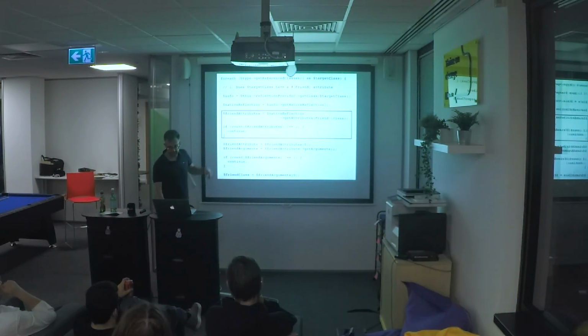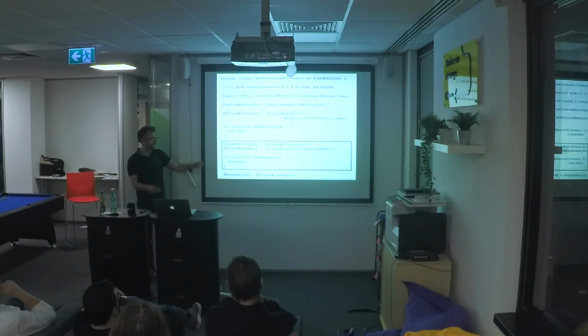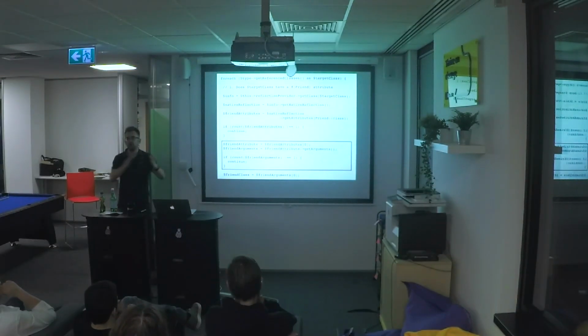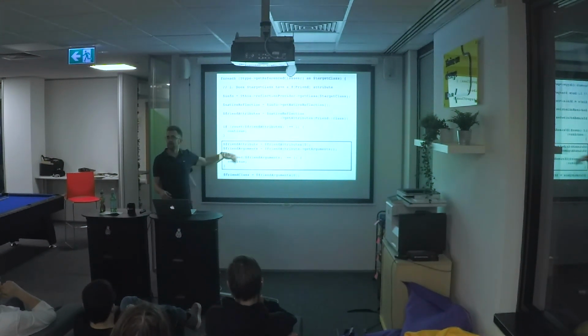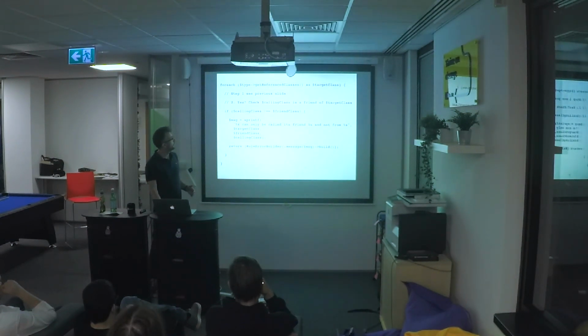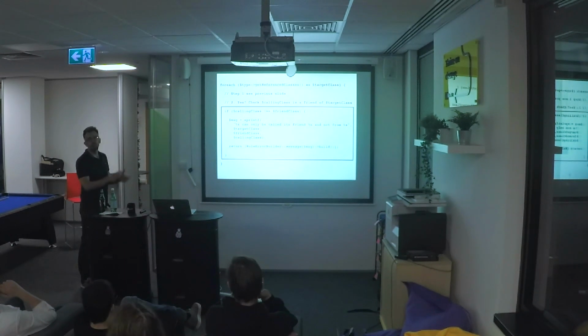We go to the next one in the target class, and then what we're doing is trying to get the first argument in the constructor for friend. Again, if you provided friend with none or more than one friends in its constructor, then another rule will tell you that you made a mistake. So we're looking for exactly one, and if we have exactly one, then we know our friend class, we can get it from the friend arguments from the constructor, and then we're simply asking, is the calling class a friend of the target class? And if it isn't, then we'll build an error to say you can only be called from its friend.